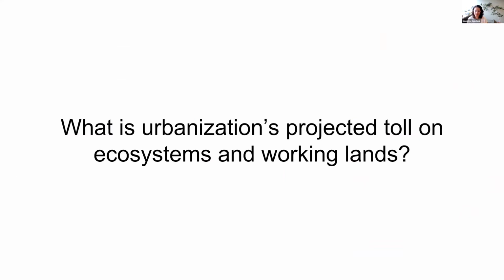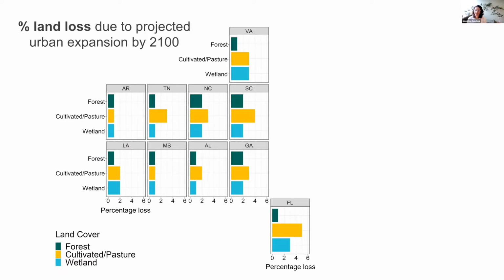Now, let me dive into what could be urbanization's projected toll on important ecosystems and working lands. These projections assume that historical trends are to continue, so your business as usual scenario of growth. Here we have percentage land loss to projected urban expansion by 2100. I am going to break this down a little bit more, but we can see these projections are summarized by state, and I'm presenting a couple of relevant ecosystems. So we have forest loss, we have cultivated and pasture land loss, and we have projections also for wetland loss.